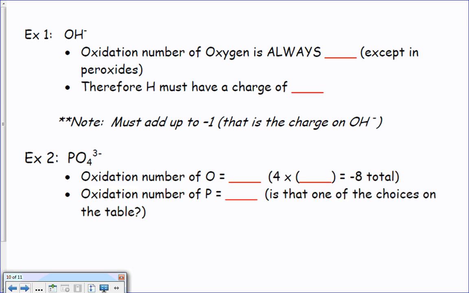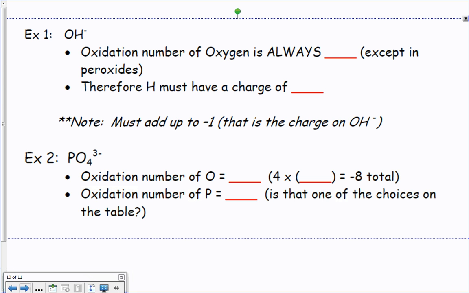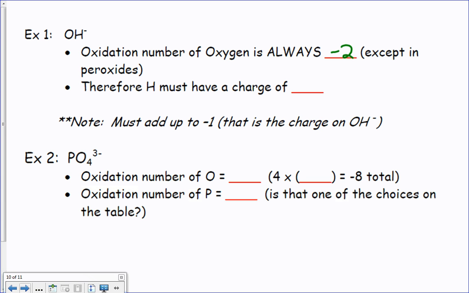The oxidation number of oxygen, of course, is always -2, except in our peroxides, which we see the most as far as our exceptions. Therefore, in this case, hydrogen has to have a charge of, well, let's see, oxygen is -2. -2 times 1 is a -2. Plus what gets me to -1? Well, +1, and hydrogen's a +1. Okay, it's got to add up to a total -1 charge because I see this negative right there.